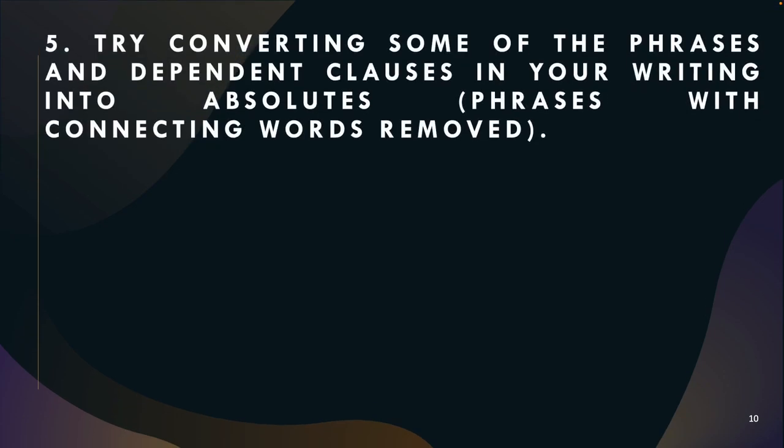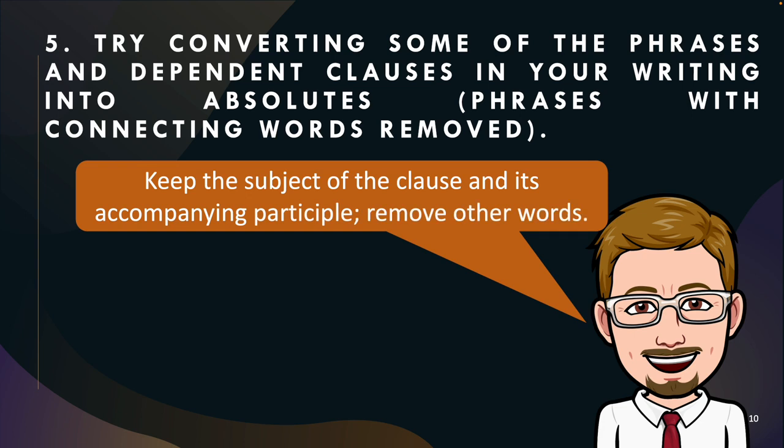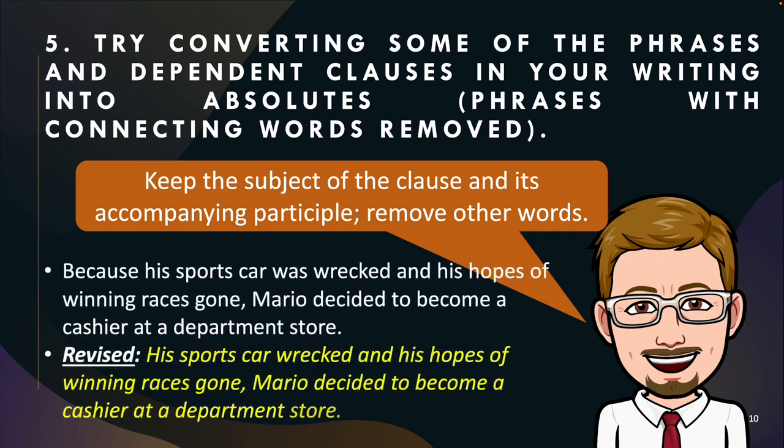Let's take a look at the fifth suggestion. Try converting some of the phrases and dependent clauses in your writing into absolutes. Phrases with connecting words removed. Keep the subject of the clause and its accompanying participle. Remove other words. Like in our example, because his sports car was wrecked and his hopes of winning races gone, Mario decided to become a cashier at a department store.